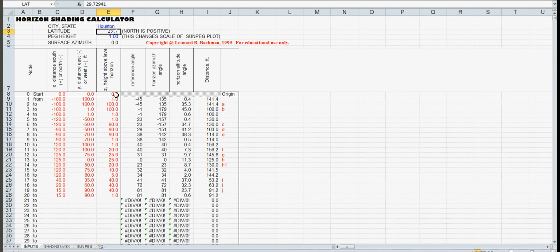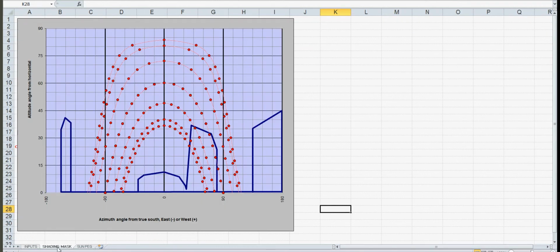So we're looking at shading on this one point on the ground. This does not represent a window, it represents a spot. Then we simply enter all of those. The spreadsheet calculates it into the angles we need to plot on the shading mask, and the obstructions all appear here where you can interpret it relative to the sun position for any particular month and time of the day.